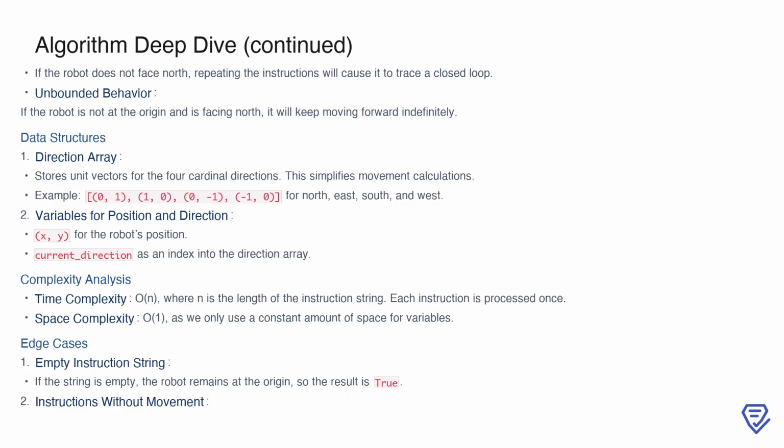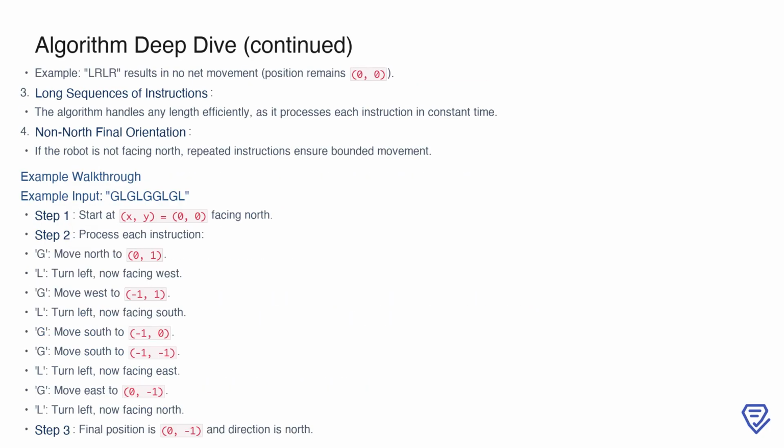Edge cases, such as an empty instruction string or commands that result in no net movement, need to be considered to ensure correctness. An example input, such as GLGLGGLGL, illustrates how the algorithm works step by step. Starting at the origin and facing north, the robot processes each command in sequence.